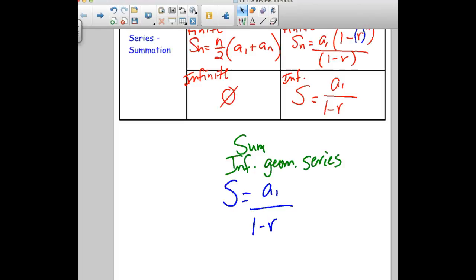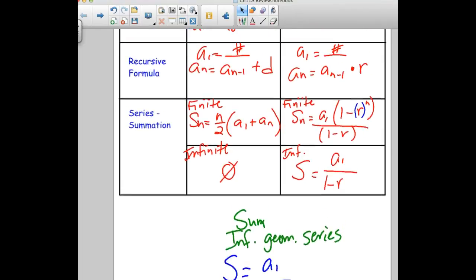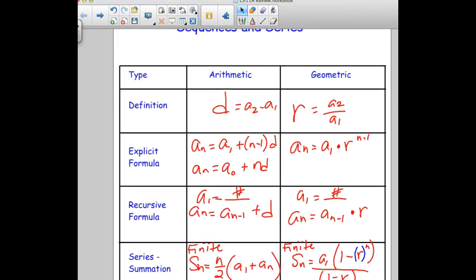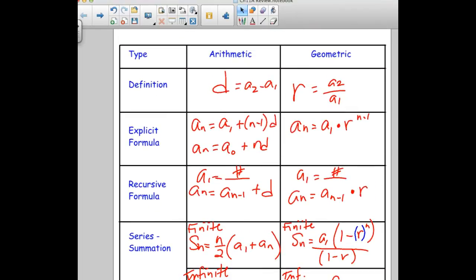You will need to identify which ones are geometric, which ones are arithmetic. Are they helping you find a term of the sequence, or are they helping you find the sum of the whole series? So a couple things to notice. All of our arithmetic ones involve the letter d. All right? Our definition for an arithmetic sequence is that it has a common difference, and we find that by taking the second term minus the first term. And you'll notice that there's a d in all of our formulas dealing with setting up an arithmetic sequence.